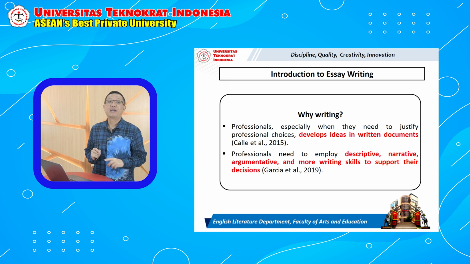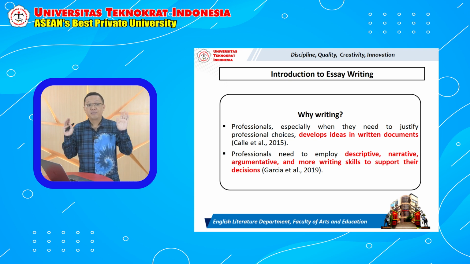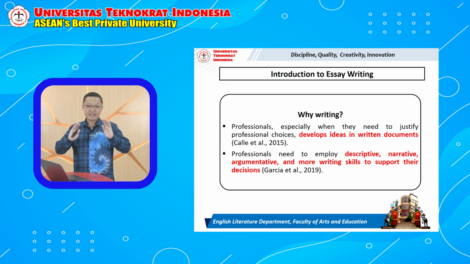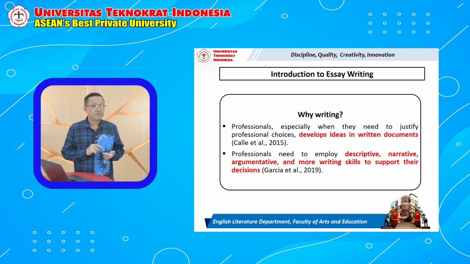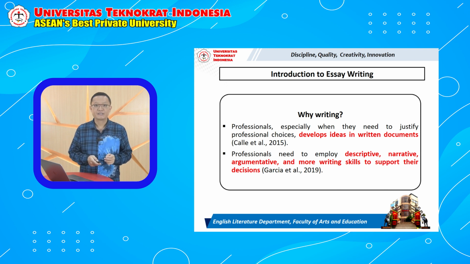That's number 1. Point number 2, remember students, professionals also need to employ different kinds of writing. It starts from descriptive, narrative, argumentative, and many more writing skills to support the decision. So basically, as university students, especially English literature students, you must be able to write different kinds of writings, especially here, essay in this context.